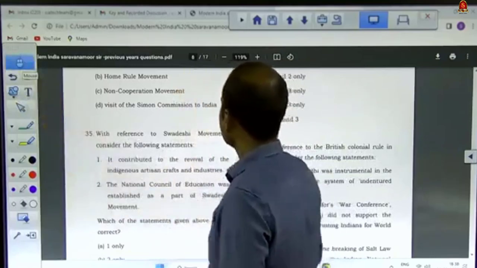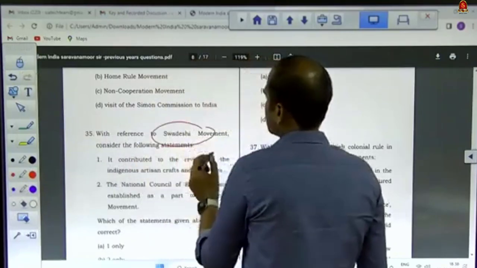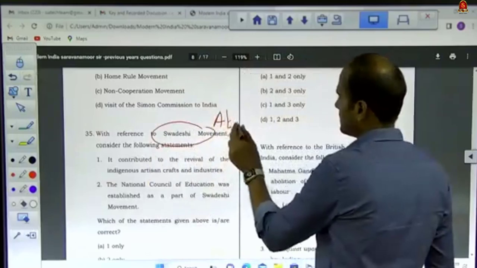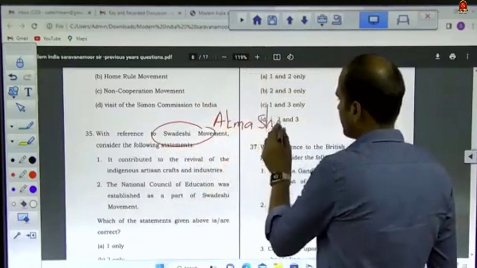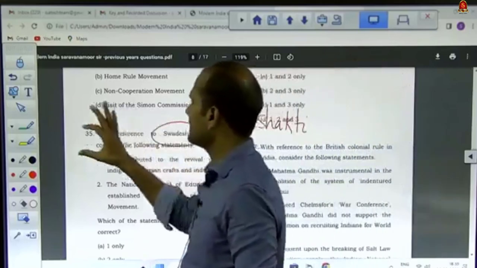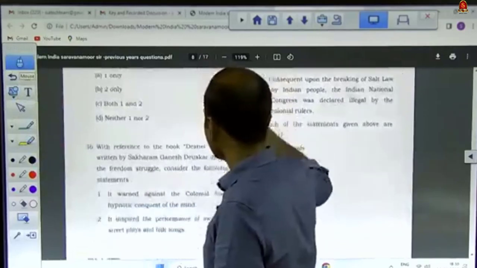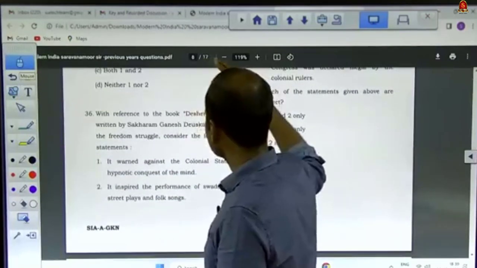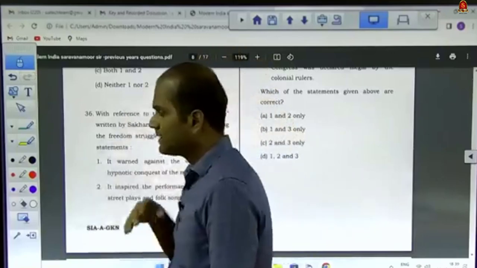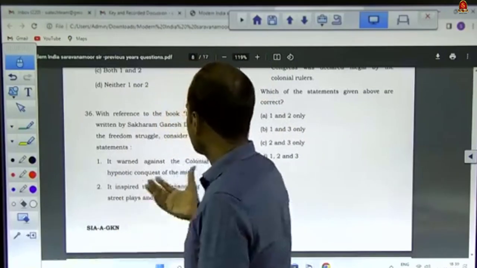And one more thing they may ask along with the Swadeshi movement is Atma Shakti, as emphasized by Rabindranath Tagore. This can be asked as a potential question. And 36, with reference to the book Deshar Katha, one of the rarest of rare questions, every year there will be one rarest of rare question. No need to bother about this, right?